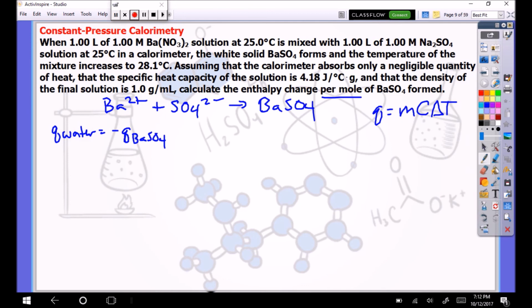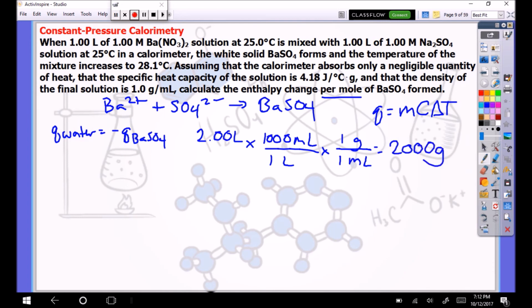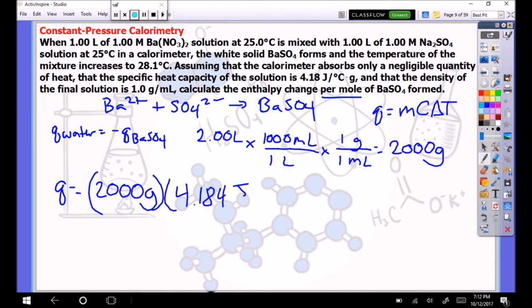So we've got, how many liters do we have total? We've got 2.0 liters. So therefore, we've got 1,000 milliliters that we have to multiply by for every 1 liter. And then we've got 1 ml for every 1 gram, because that is our conversion factor. We end up getting 2,000 grams for this. So 2,000 grams. You can use the same specific heat, 4.184 joules per gram degree Celsius.